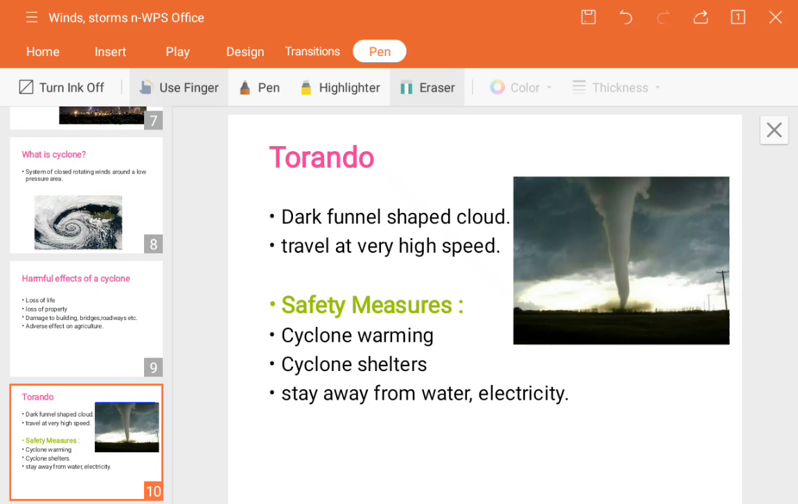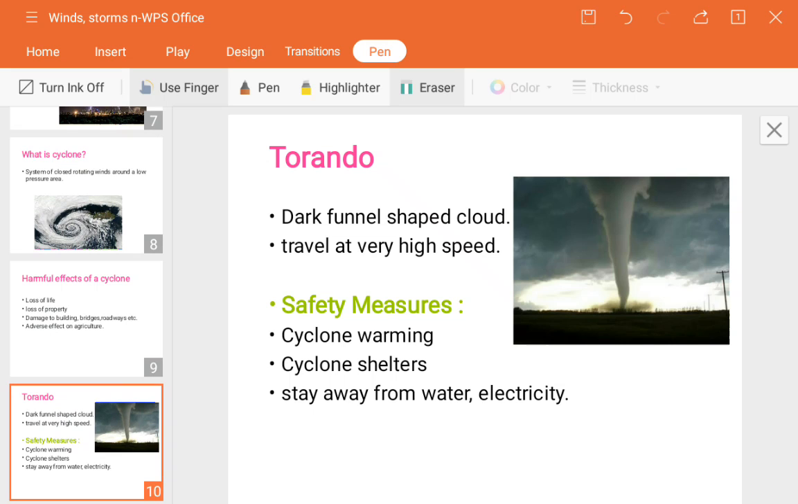Next, construction of cyclone shelters and rapid evacuation schemes. There should be some shelters, like buildings or something else, which can fight against the cyclone, meaning places where the cyclone cannot affect human beings. Such shelters should be built. And avoid fallen power lines. We should not touch the electricity, or try to switch it on.